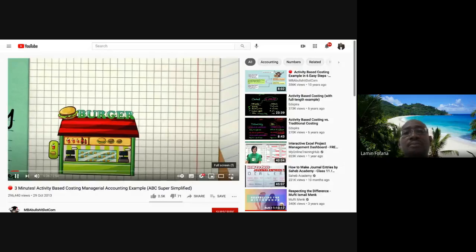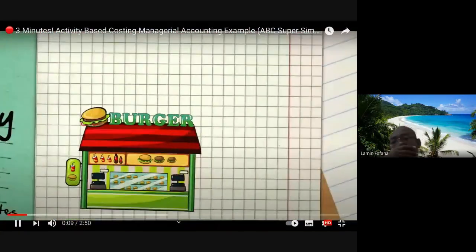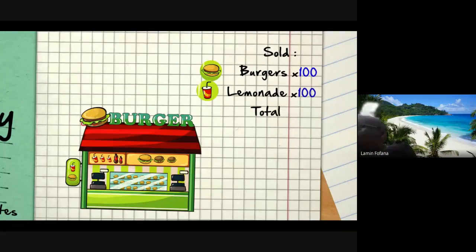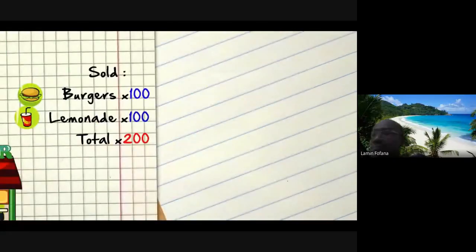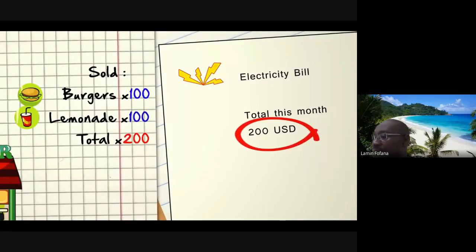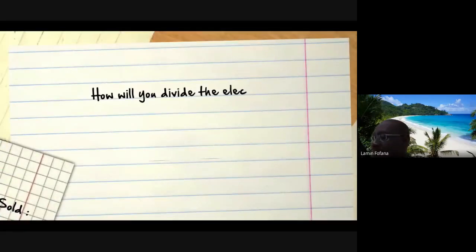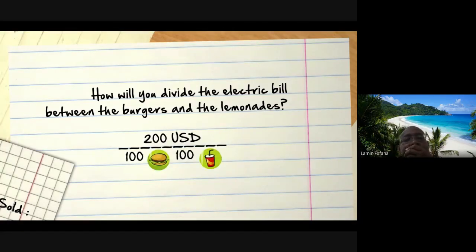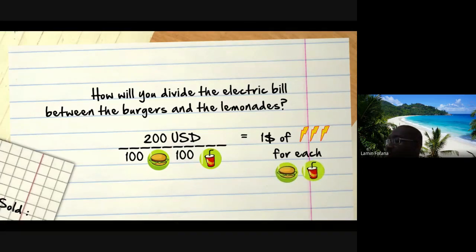Activity-based costing explained in 3 minutes. Imagine you have a small takeout joint selling burgers and lemonades. This month you sell 100 burgers and 100 lemonades for a total of 200 items. What if at the end of the month you have an electric power bill of $200? How will you divide the electric bill between the burgers and the lemonades? Easy. $200 divided by 200 items equals $1 in electric power for each burger or lemonade sold.